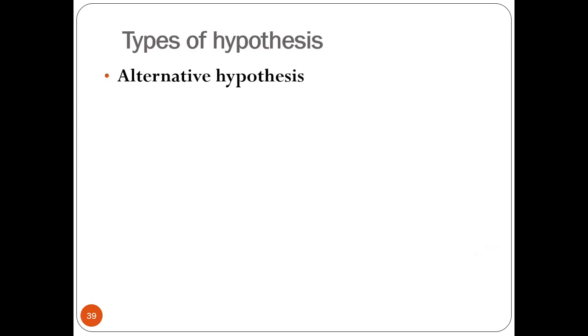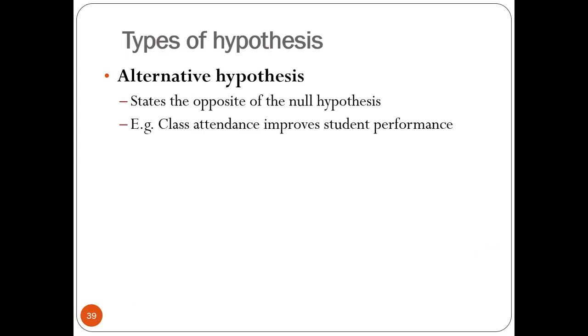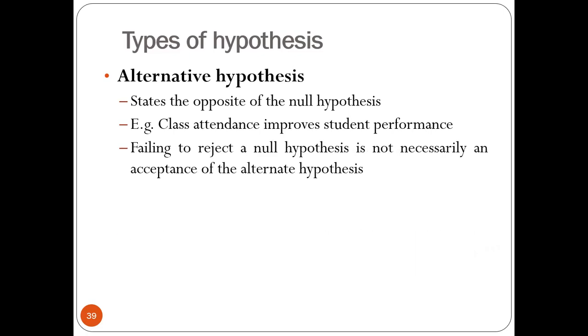So the alternative hypothesis is what I said, it is called the research hypothesis, and it is the opposite of the null. When the null is saying there is no, this one is saying that there is. So it's still the opposite side. For example, when the null is saying that class attendance does not improve, this one is saying that it improves. So at the end of the day, you must see whether you're going to validate this knowledge or not. Okay. So failing to reject a hypothesis is not necessarily an acceptance of the hypothesis. Very good. I like this.